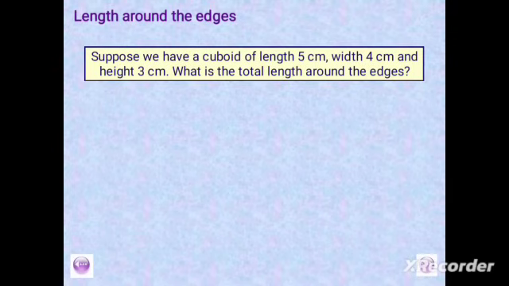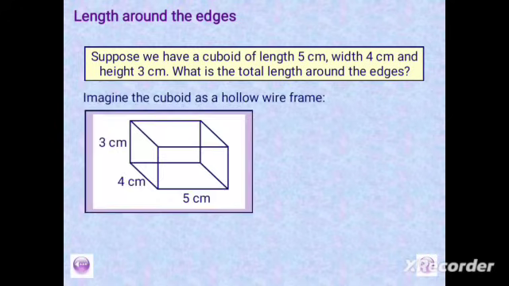So let's have an example here. Suppose we have a cuboid of length 5 centimeters, width 4 centimeters, and height 3 centimeters. What is the total length around the edges? So imagine the cuboid as a hollow wire frame. This cuboid has the length of 5 centimeters. We have 4 centimeters on its width and 3 centimeters on its height.